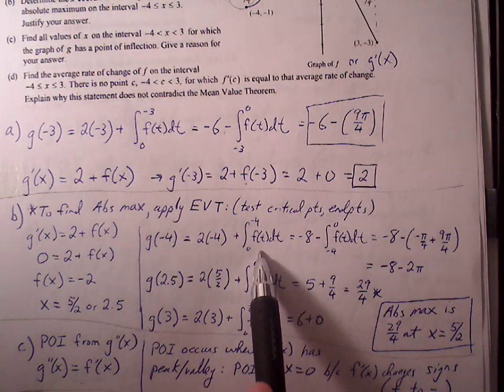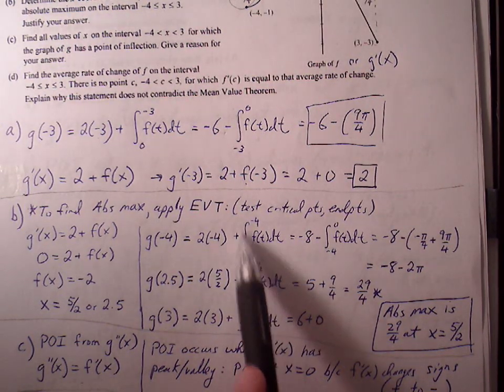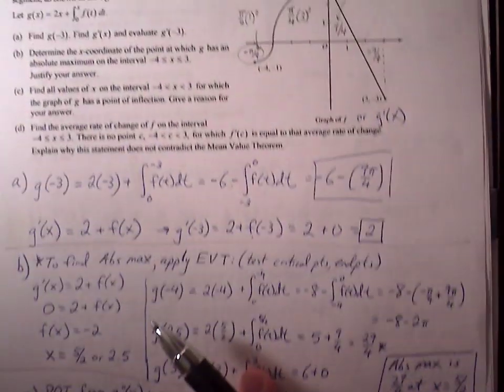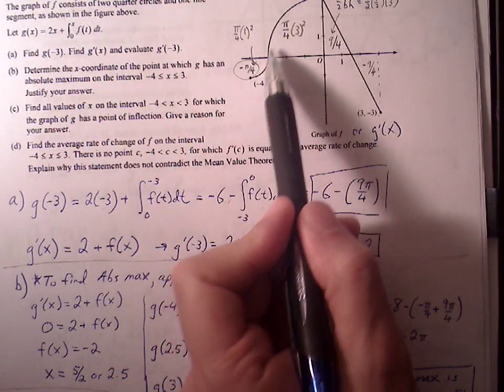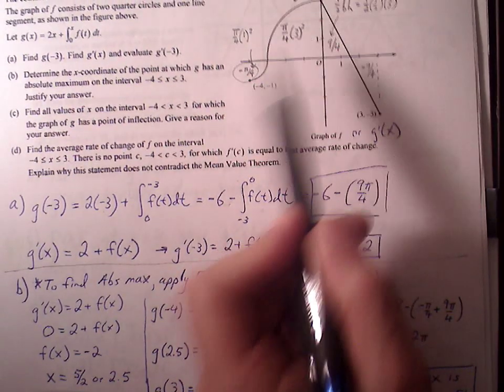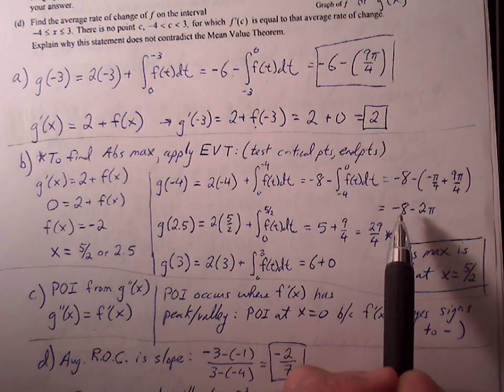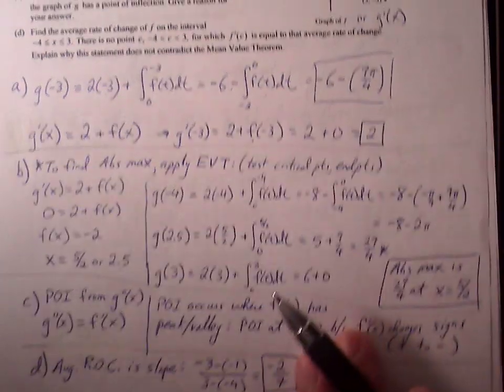If I want to evaluate 0 to -4, I again want to read the graph from left to right. So I'm going to flip the bounds, becomes -4 to 0. And if I want to total the region from -4 to 0, that's going to give me 9 over 4 pi. Minus pi over 4.